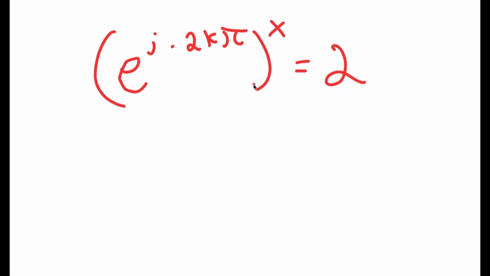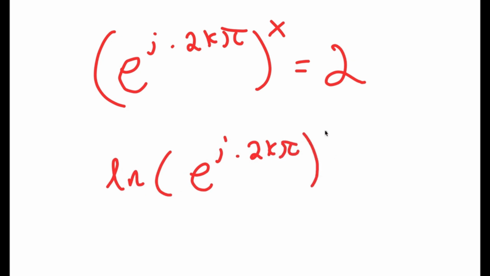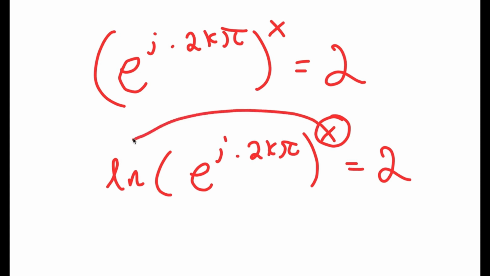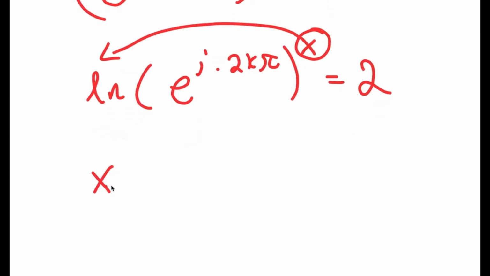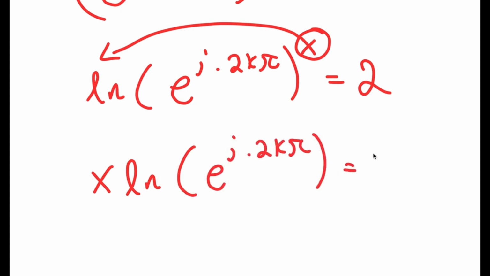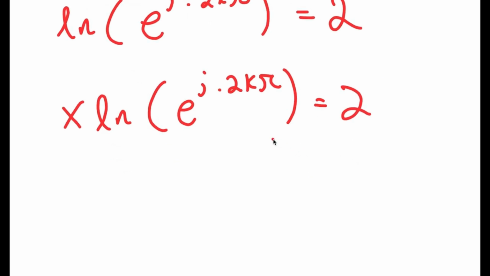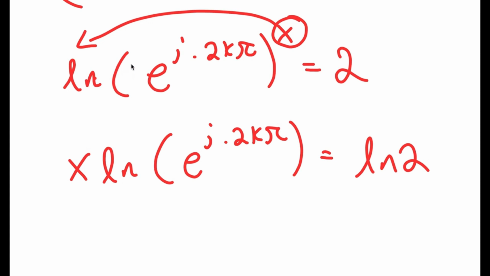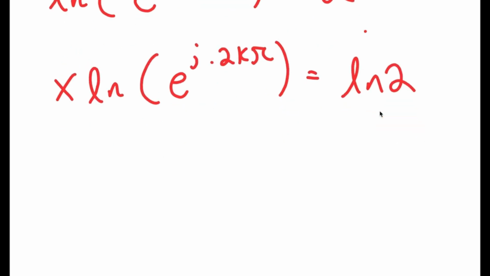And now with this, I'm going to take the ln or natural log on both sides. So I have ln of e to the power of i times 2k pi, to the power of x, is equal to ln of 2. So I'm going to now bring this x down using the property of natural logarithms. So I get x times ln of e to the power of i times 2k pi is equal to ln of 2. Because if you take ln on one side, you have to do the other side.